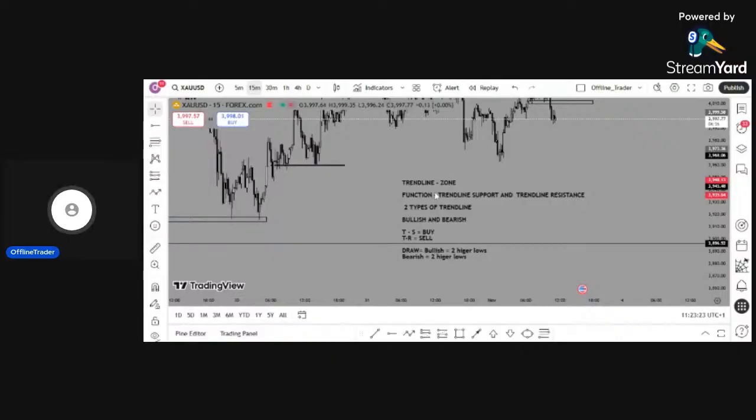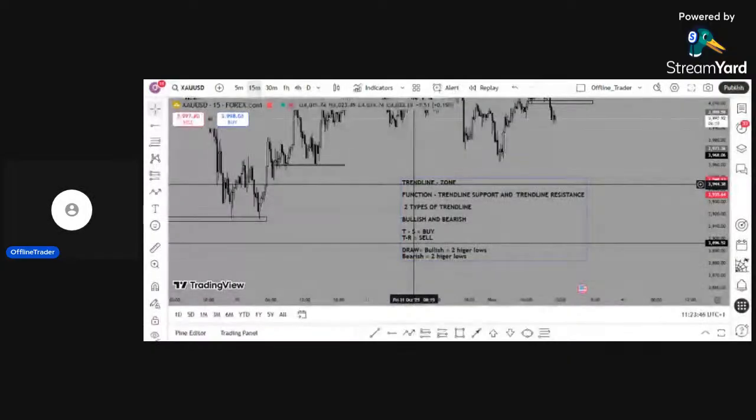So to brief it before we go to the practical aspect, we need to know what a trend line is, since it's our topic today. A trend line is a zone. And what does it do? It gives us support and resistance. That's its function. It gives us trend line support and trend line resistance. And it also acts as a confluence. It's an additional confluence when you are taking a trade. That's why it's third on my list.